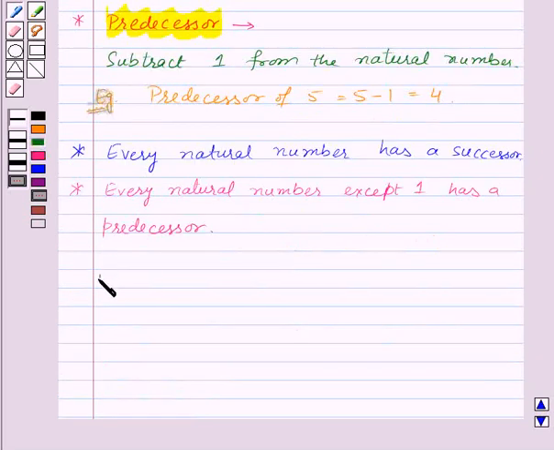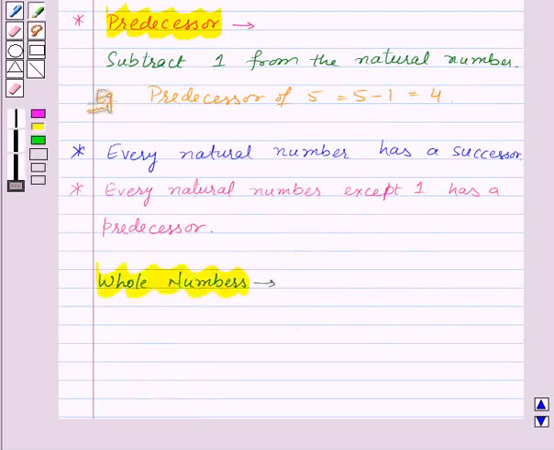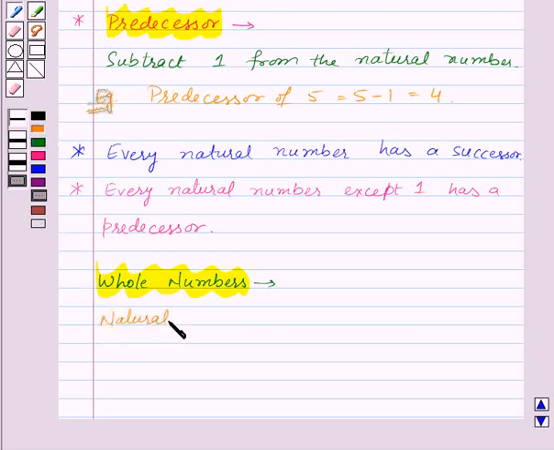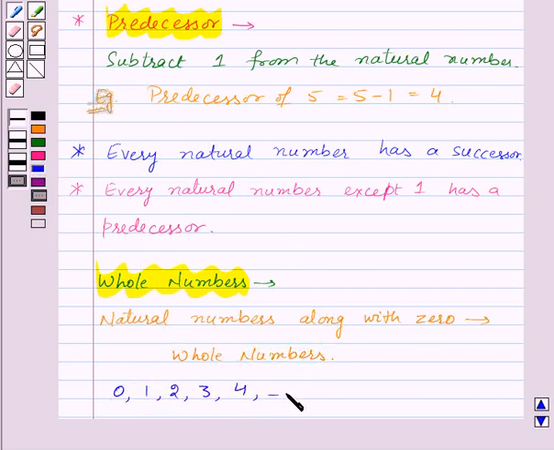Now let's see what are whole numbers. Natural numbers along with 0 form the collection of whole numbers. That is 0, 1, 2, 3, 4 and so on are the whole numbers.